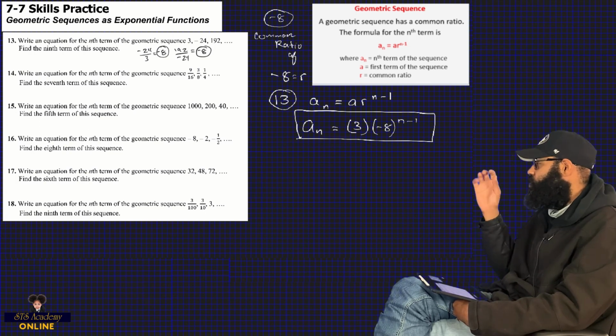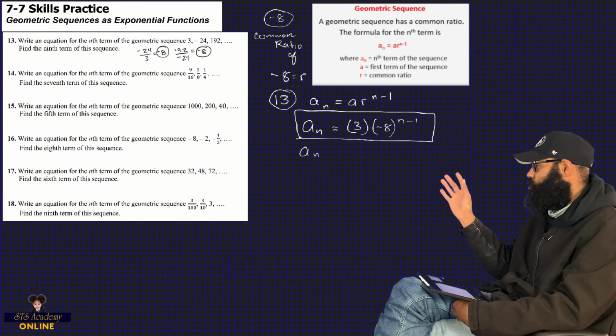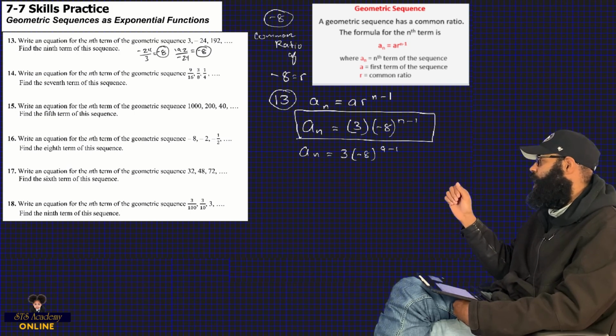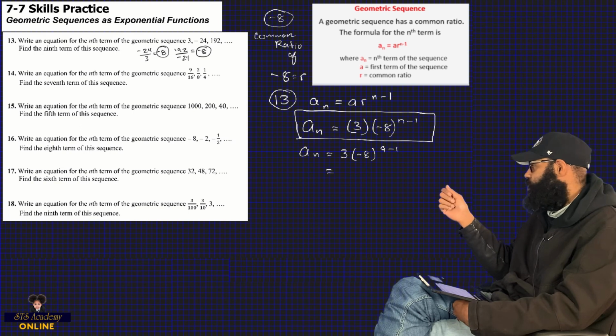Well, that's fine, guys. So think about it. That right there, we're done. There's your equation. Now, whether you want to know the first number, the second number, the third number, the fourth number, the fifth number, that's what we need, where a sub n is equal to the nth term of the sequence.